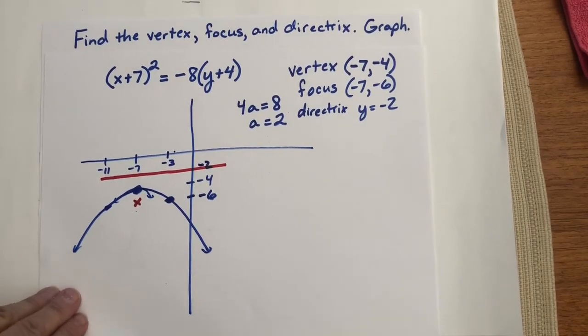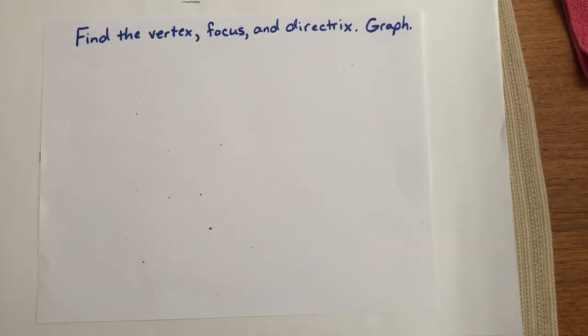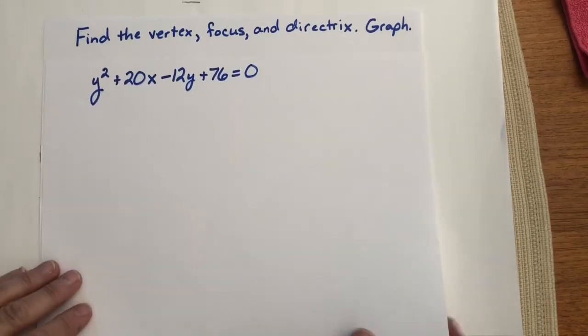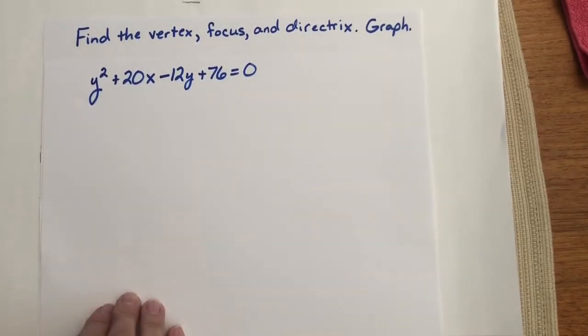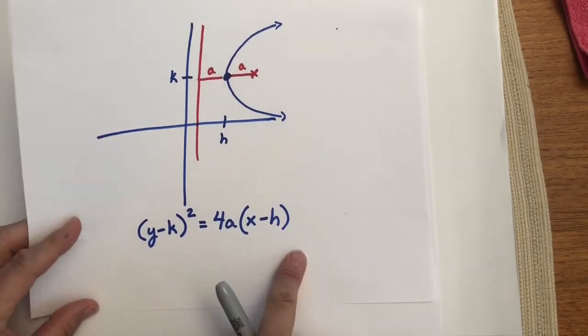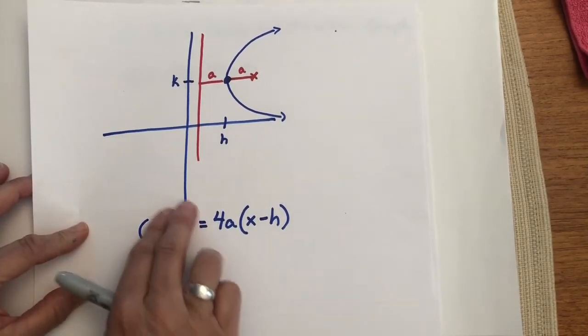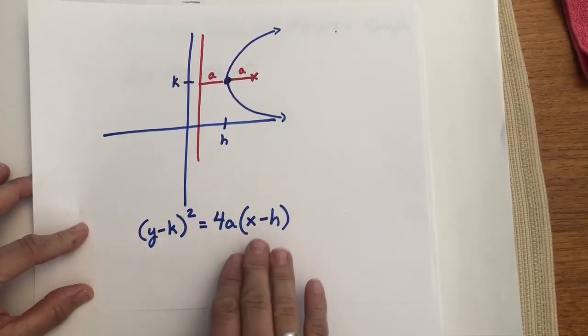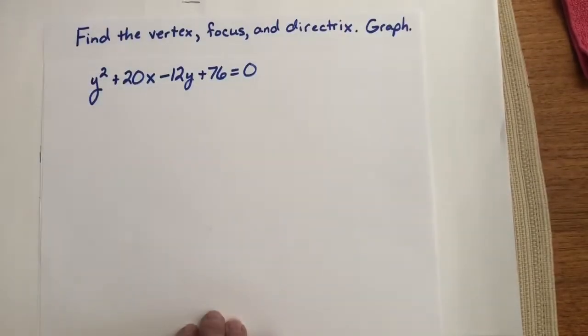Let's do one last problem. Because sometimes the equations don't come in standard form. But don't forget, our goal is to make the equation look something like this. I'm going to put the quadratic term on the left and the linear term on the right.